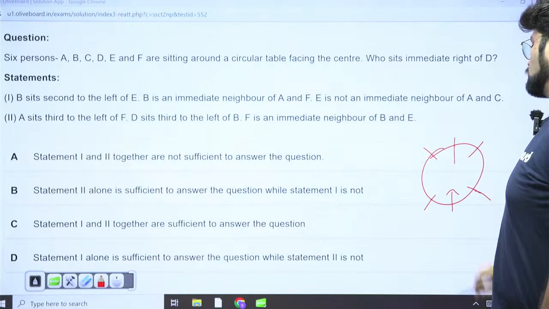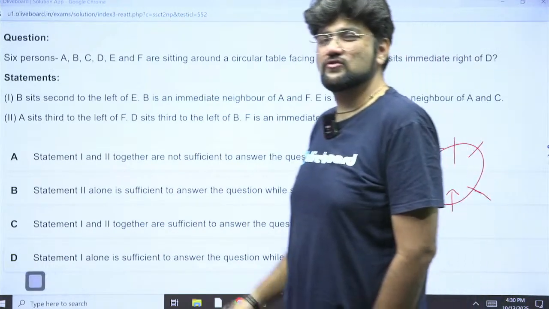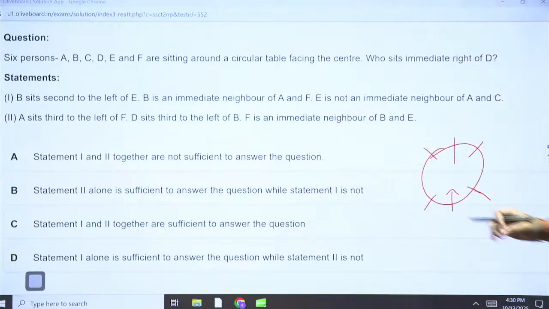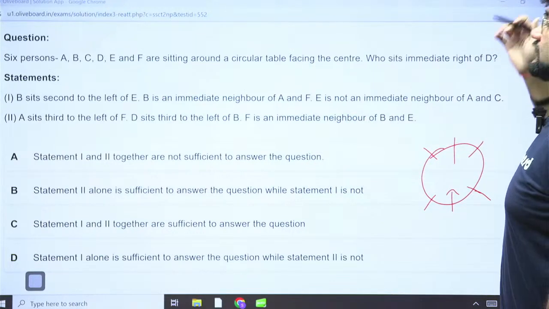I'm not solving this question also, but you'll have to. For arrangement based questions, you might have to approach it a little bit to understand better. Who sits immediately right of D? Okay. B sits second to the left of E.